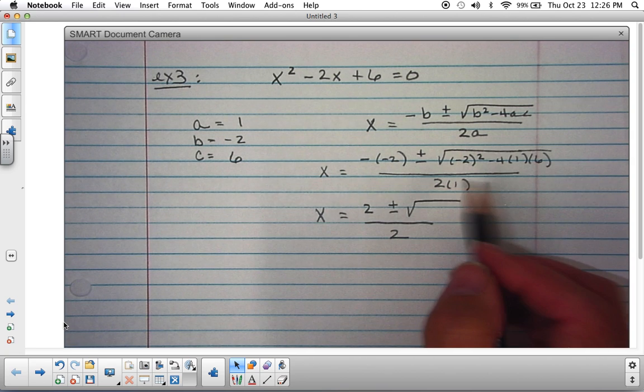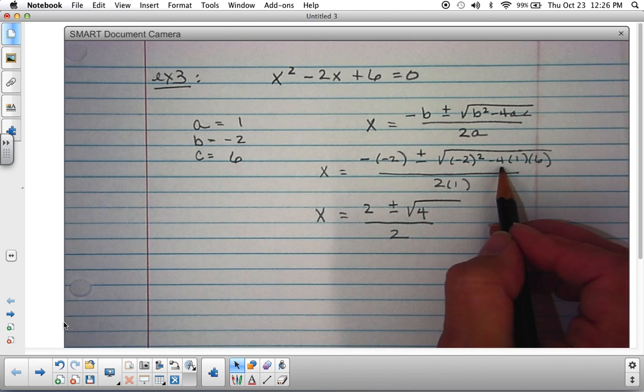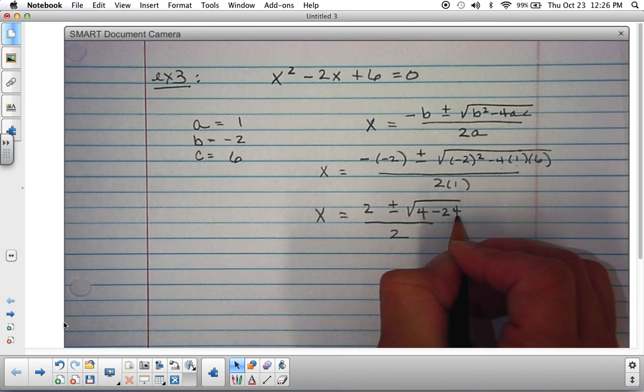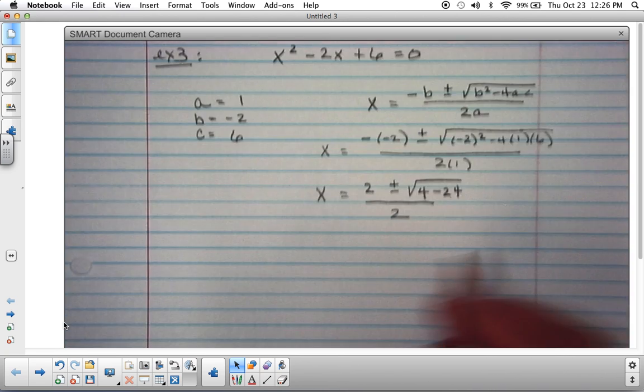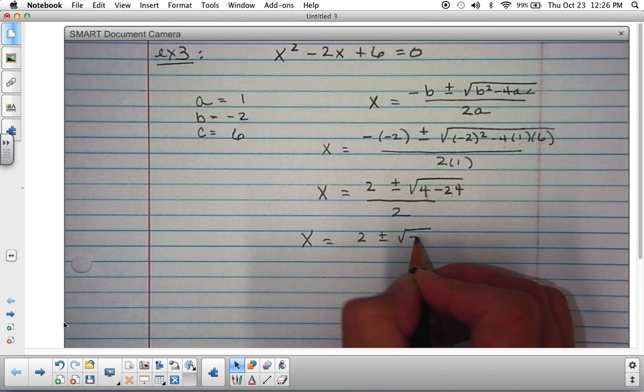But let's look at this underneath the radical piece. Negative 2 squared is 4. 4 times 1 is 4 times 6. This is going to be 24. How about that 4 minus 24? What will that give us there? A negative 20.